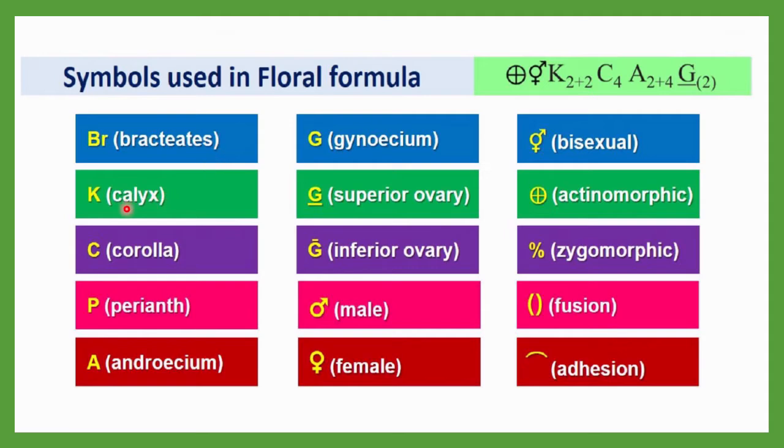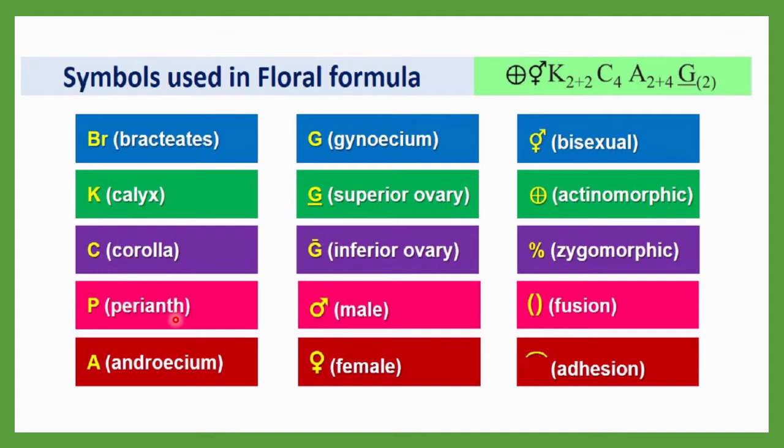For indicating calyx, you have to use K. Here, corolla and calyx both begin with the letter C, right? To avoid any confusion, calyx is indicated as K, capital K, and corolla is indicated as C, because both spellings begin with C.